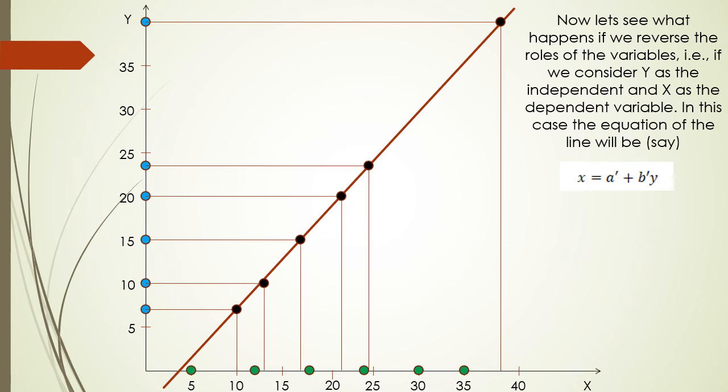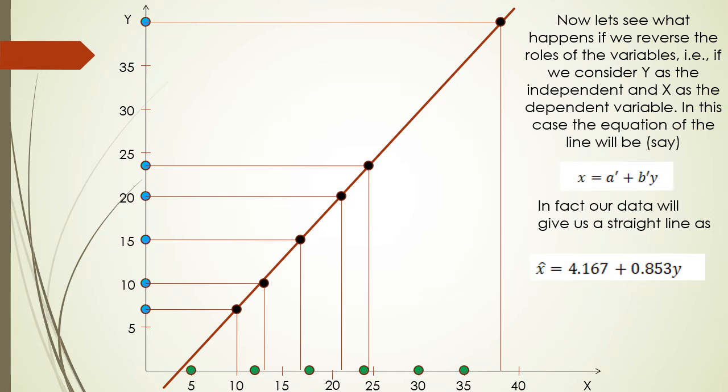Now let's see what happens if we reverse the roles of the variables. That is, if we consider y as the independent and x as the dependent variable. In this case, the equation of the line will be, say, x equal to a dash plus b dash y. In fact, our data will give us a straight line as x hat equal to 4.167 plus 0.853y. This line is calculated from our data. From this equation, we get an estimate of x for any given value of y.